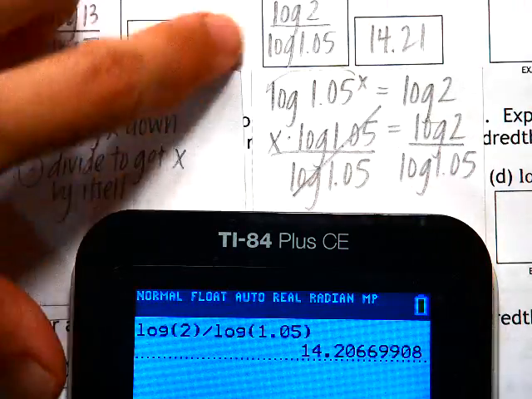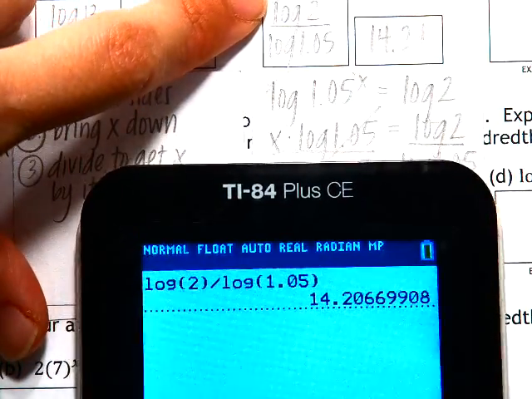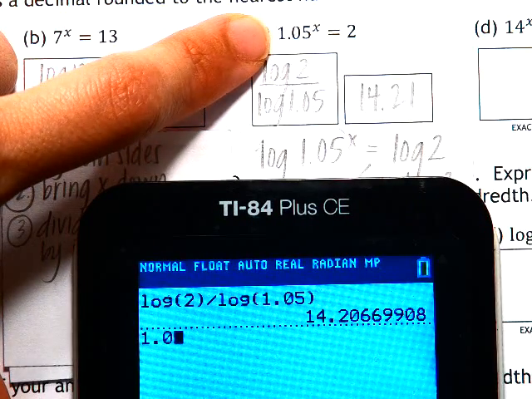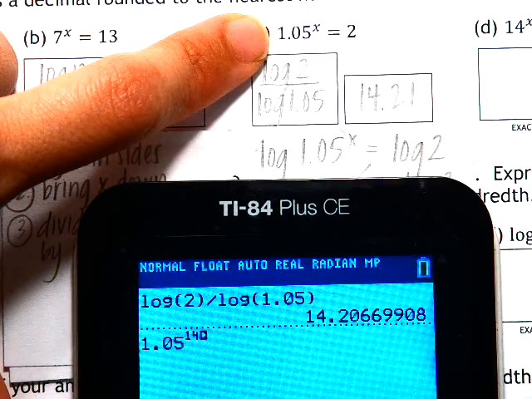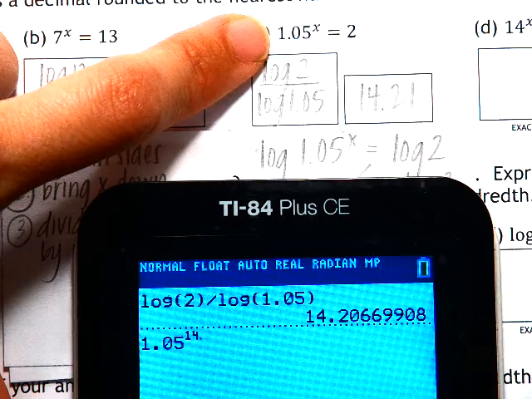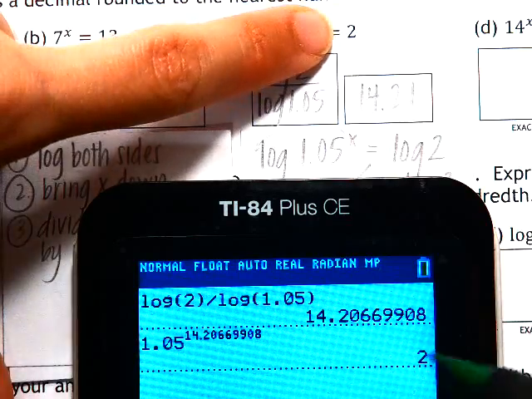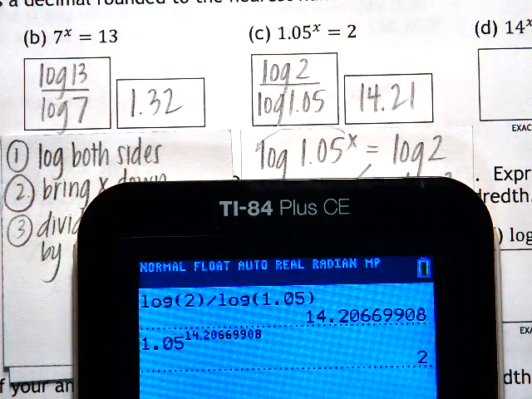Again, if you want to verify, you can totally plug this in just to check. If I plug that into the original problem, 1.05 to the power of 14 point, and I'll just type it all in to be safe, 20669908. Yep, gave me 2, just like the original problem said.